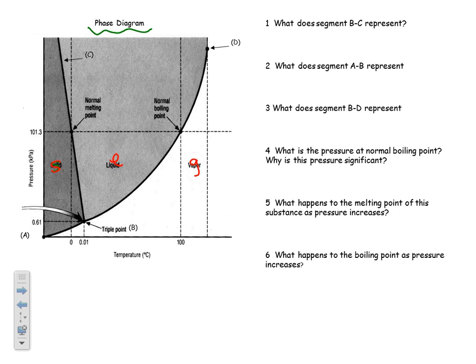So the line that separates solid and liquid, we know that solid and liquid, that physical change is called melting if we're going from left to right, and freezing if we're going from right to left. So this point here, this line here, this segment C that I have highlighted in red, that is called the melting point. So segment B from the triple point to point C is called the melting point.